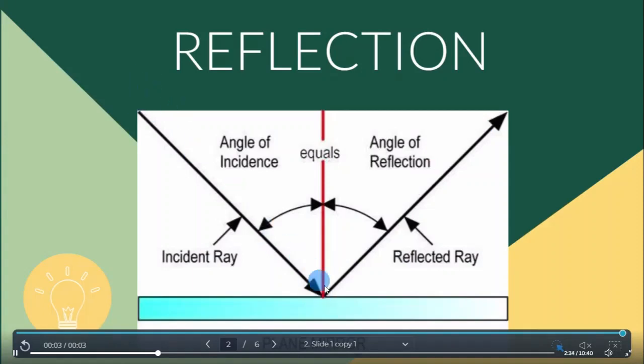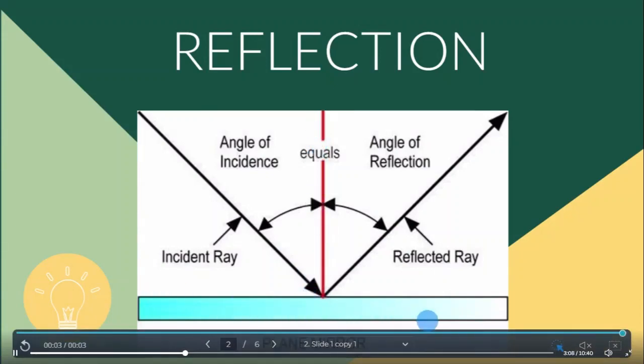And the point at which the incident ray strikes the mirror, the specific point from which the red line originates, is called the point of incidence. It's pretty important in the terms associated with reflection. And this is the point of incidence. This red line that we see is called the normal. The normal is a perpendicular line drawn from the point of incidence, so it's at 90 degrees to the plane mirror.